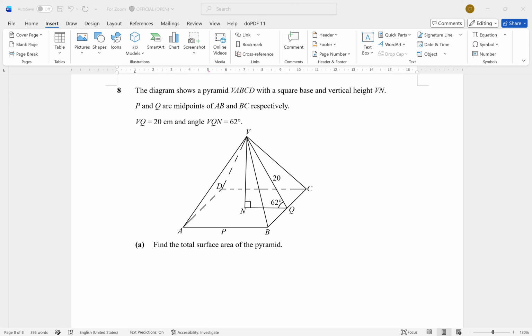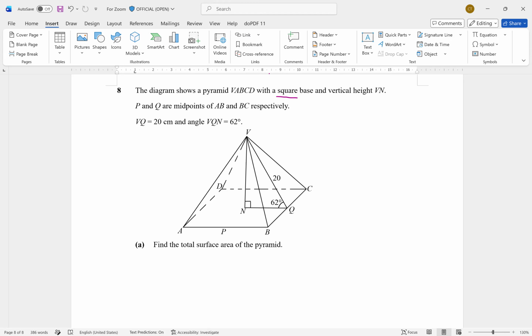So the diagram shows a pyramid VABCD with a square base. The base is a square and the vertical height is VN. P and Q are midpoints of AB and BC respectively. VQ is actually the slant height, or the height of the lateral surface. And the angle VQN is 62 degrees. Find the total surface area of the pyramid.